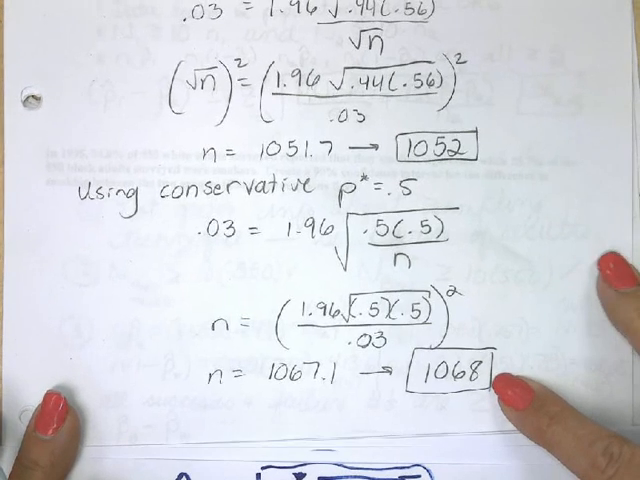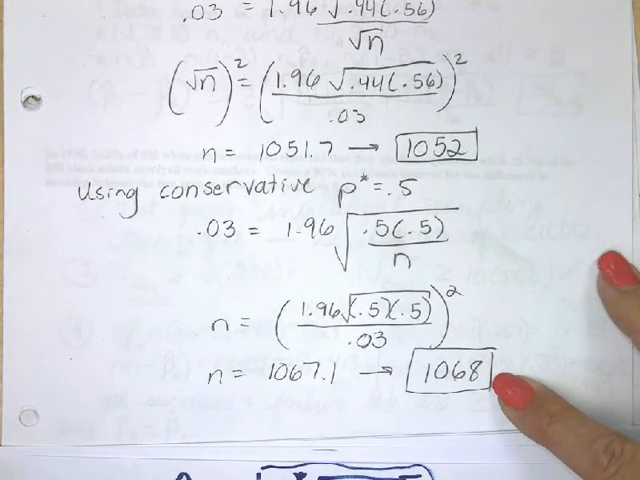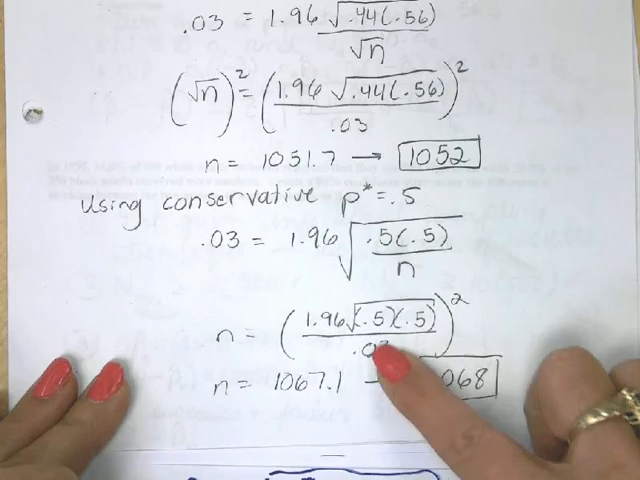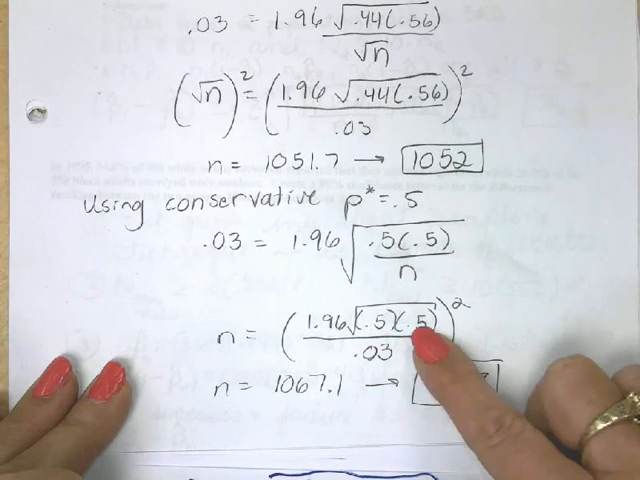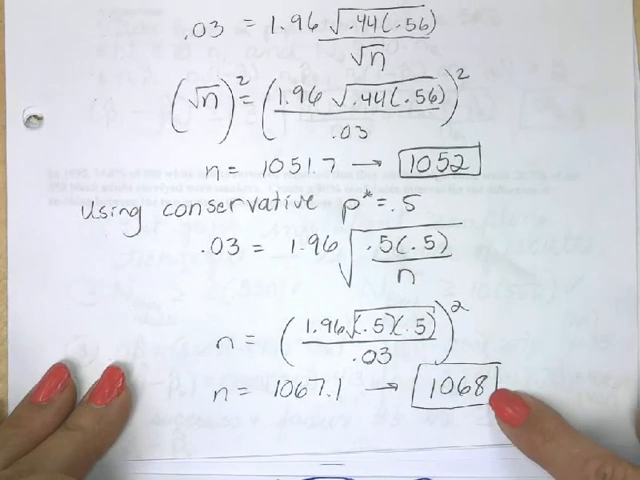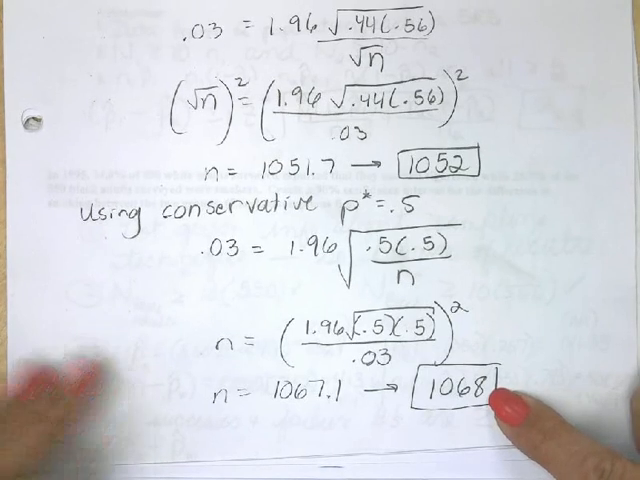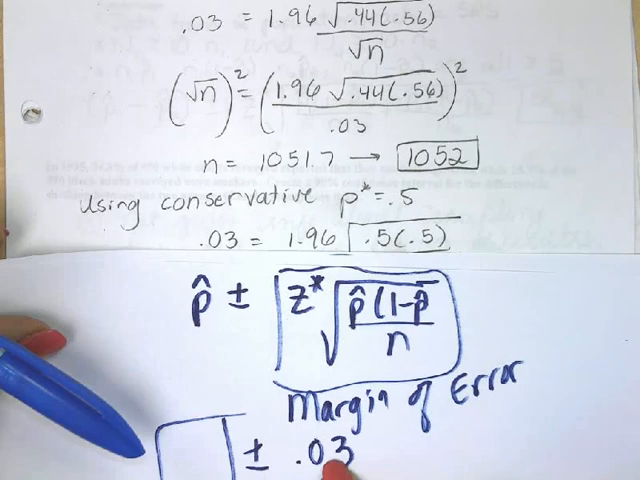So if I had no idea what the percent would be for the p-hat that's going to come up from the sample, my best thing to do is to pick 0.5. That will maximize the sample size that I might need in order to have this confidence interval have a margin of error that is 0.03.